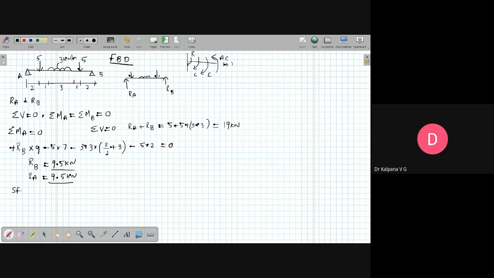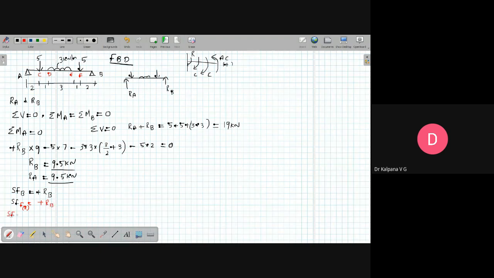Now we can consider shear force at B. Shear force at B is RB, and to the right of the section, RB is in the upward direction, hence it is a positive value. I can mention the points A, B, C, D, E, F. Shear force at F: to the right of F, it is RB. On the left of F, the right is RB.